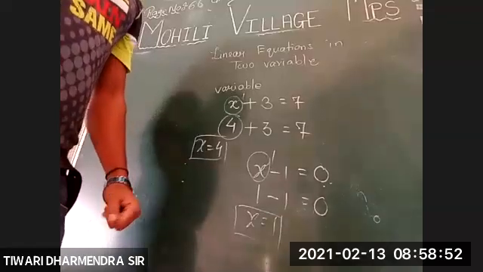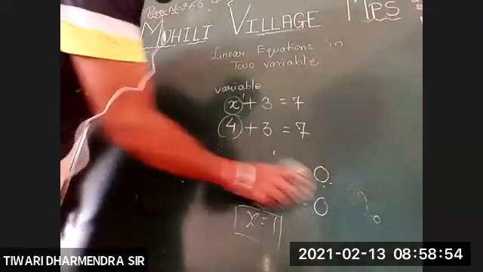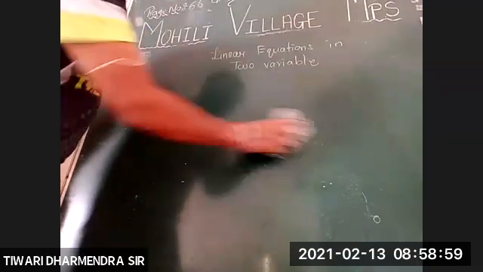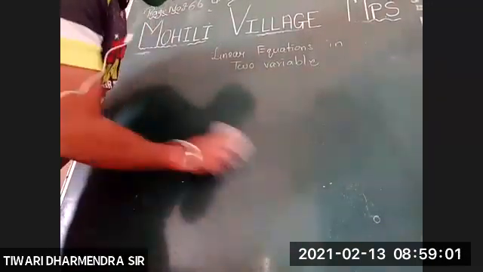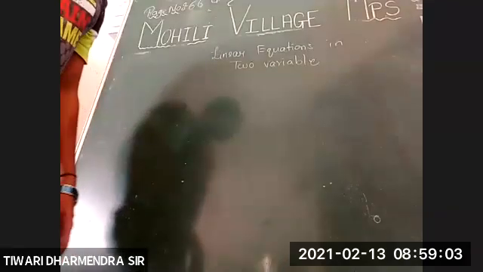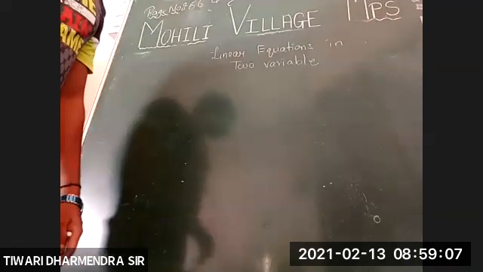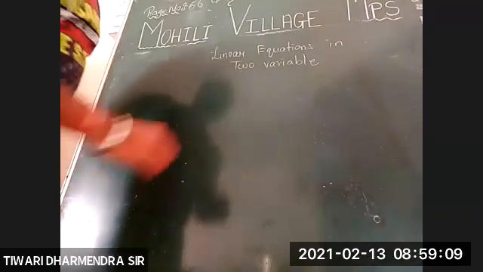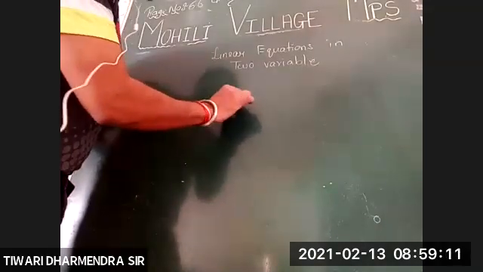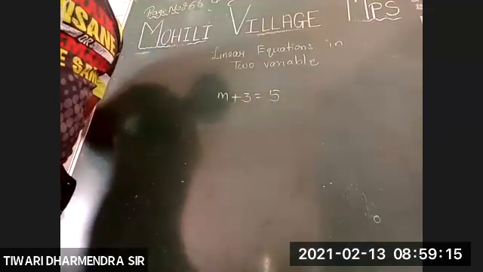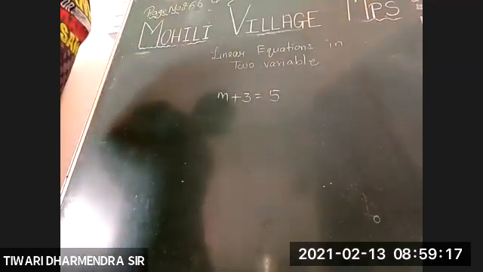Okay. So let's do some activity which they have given in our textbook, so that we can come to know what is the solution or how to solve the one variable equation. First is m plus 3 is equal to 5.